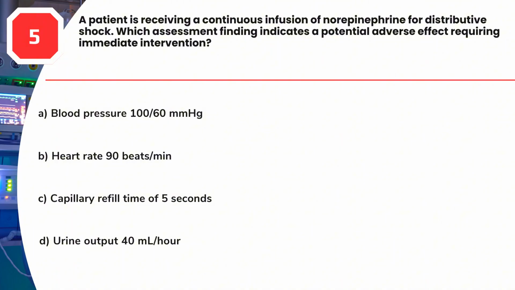Question 5. A patient is receiving a continuous infusion of norepinephrine for distributive shock. Which assessment finding indicates a potential adverse effect requiring immediate intervention?